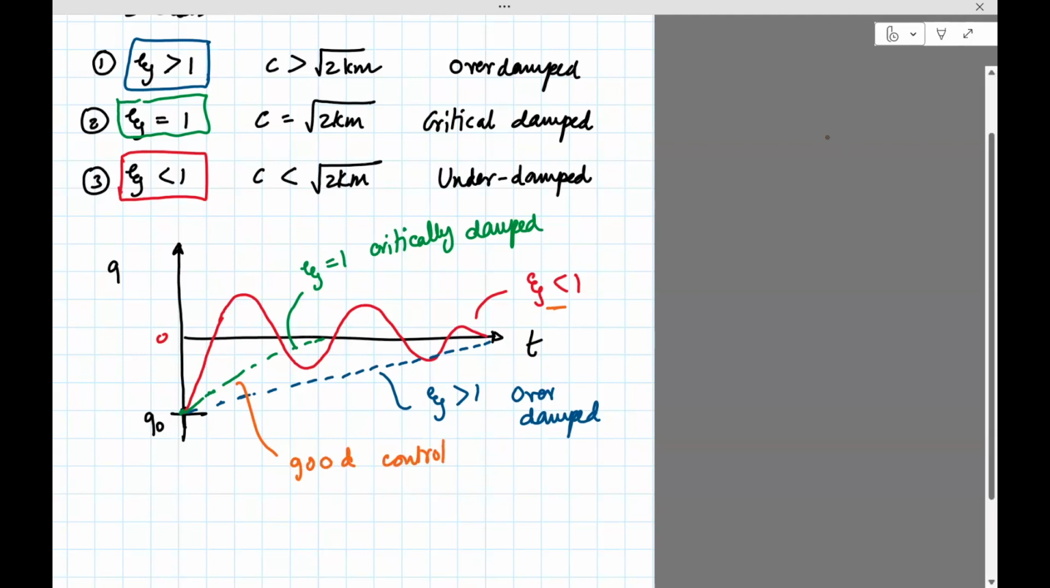So this would be a good control because it gets to zero in the shortest time. Okay. So what we want to do is we want to make the system critically damped because it gets to zero the fastest. So let's see how to do that.